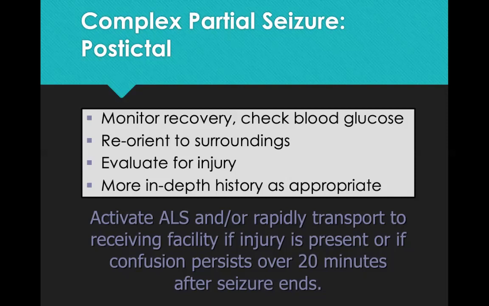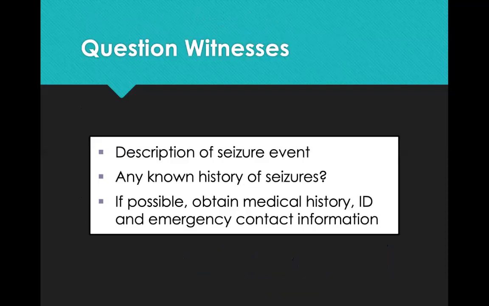Remember that if the confusion is lasting over 20 minutes after the contractions or mumbling and those signs of the complex partial seizures have abated, make sure you are calling ALS or rapidly transporting them to the hospital. Again, question the witnesses: what exactly happened, what was the person doing, how long did it last, is there any history of seizures, and try to get any kind of medical history from anyone standing around. That's good protocol to follow regardless of what kind of seizure somebody is having.